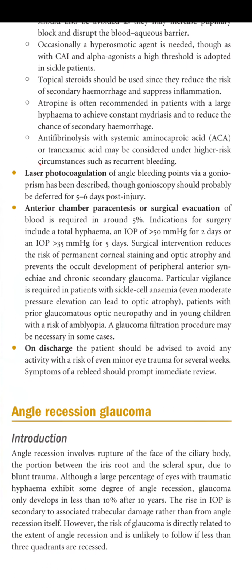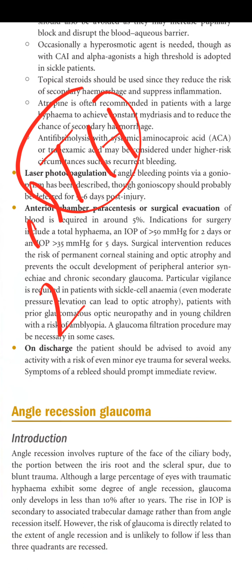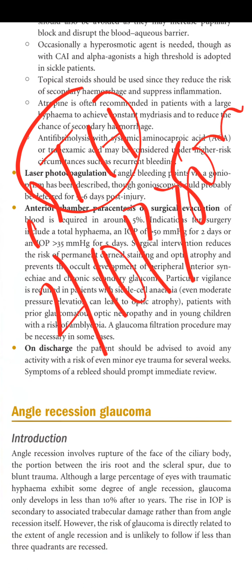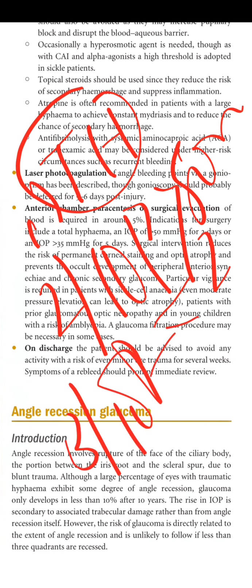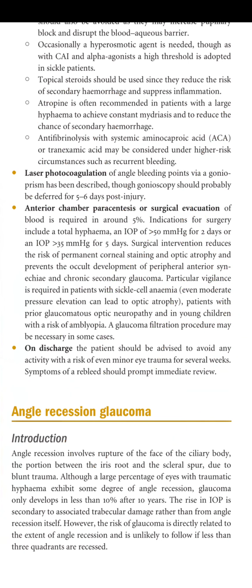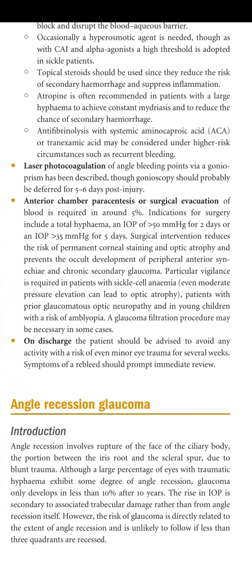So indications of surgery: if the patient is suffering from a total hyphema, if the patient has an IOP greater than 50 millimeter mercury for 2 days, if the patient has an IOP of greater than 35 millimeter mercury for 5 days. So what is the reason for doing the paracentesis of the hyphema? Basically, you reduce the risk of optic atrophy and corneal staining.